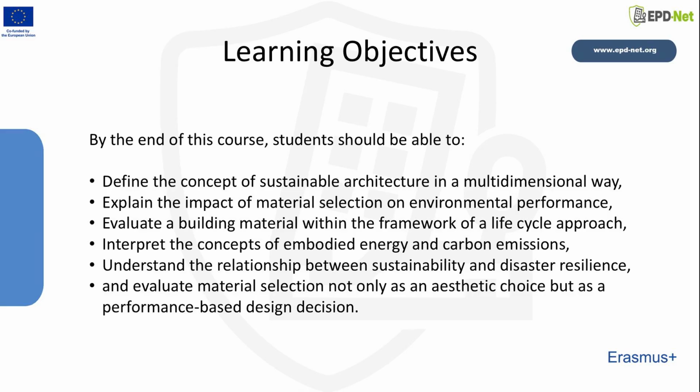By the end of this course, students should be able to define sustainable architecture in a multidimensional way. This means understanding sustainability not only as energy efficiency or green appearance, but as an integrated design framework involving environmental, economic, and social dimensions. Students should also be able to explain the impact of material selection on environmental performance. A building's environmental footprint is not determined only by operational energy use, it is also shaped by the energy and emissions embedded in its materials.